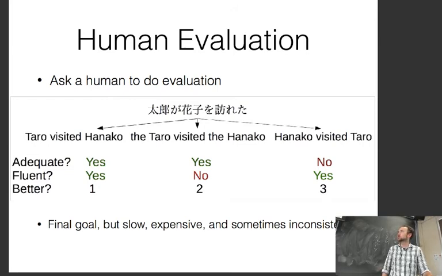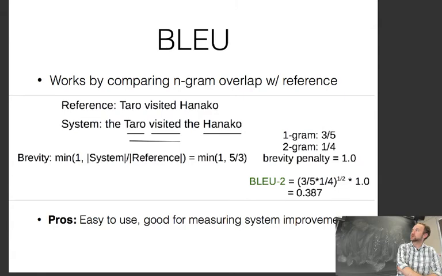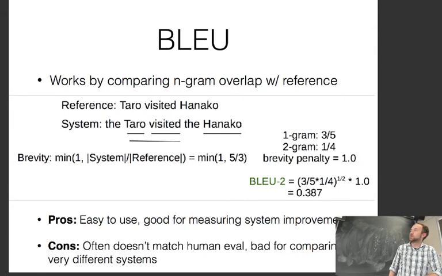with your quality control. So other methods to do this include BLEU score, which I think a lot of people have heard of. With BLEU score, basically what you do is you compare a human-generated reference or multiple human-generated references, and you count the number of n-grams that overlap, and then output a score. And this has the advantage of being easy to use. It's good for measuring system improvement. But the problem is it often doesn't match with human evaluation. It's also bad for comparing very different systems.